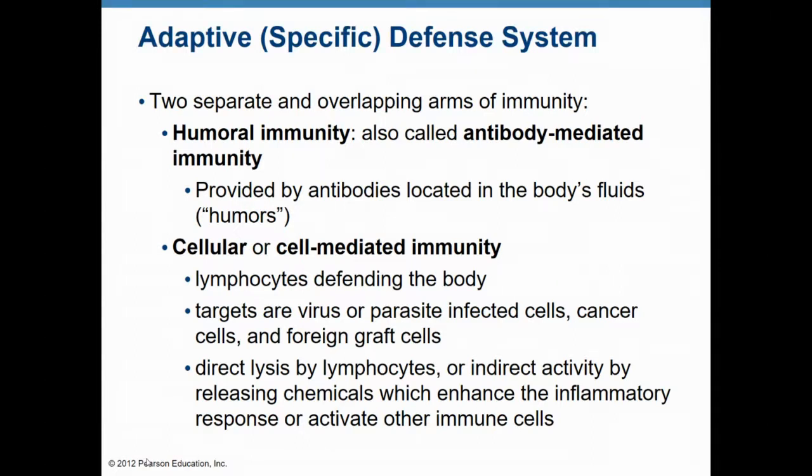tissue cells. Now, cell-mediated immunity is a little bit different, right? We're not going to have antibodies. Instead, we're going to have direct lysis. Lysis means to break. Direct lysis by the lymphocytes, or we can have indirect activity by releasing chemicals that enhance inflammation and activate other immune cells. So it's really very, it's like a dance, right? It's like the steps in a complicated dance that you have to learn.